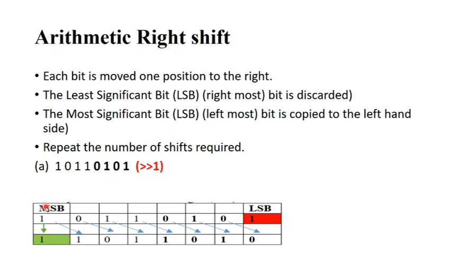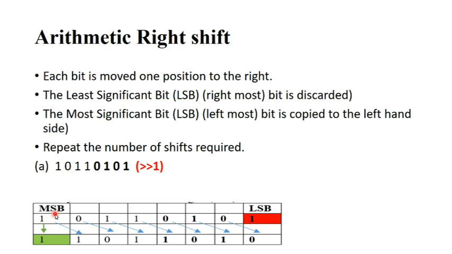Now the idea with the arithmetic right shift is that we need to maintain the sign of the binary value that we have. That is, if it's a positive, after the right shift it's supposed to remain positive. If it's a negative, after the right shift it's supposed to be a negative. Now let's explain what happens there.